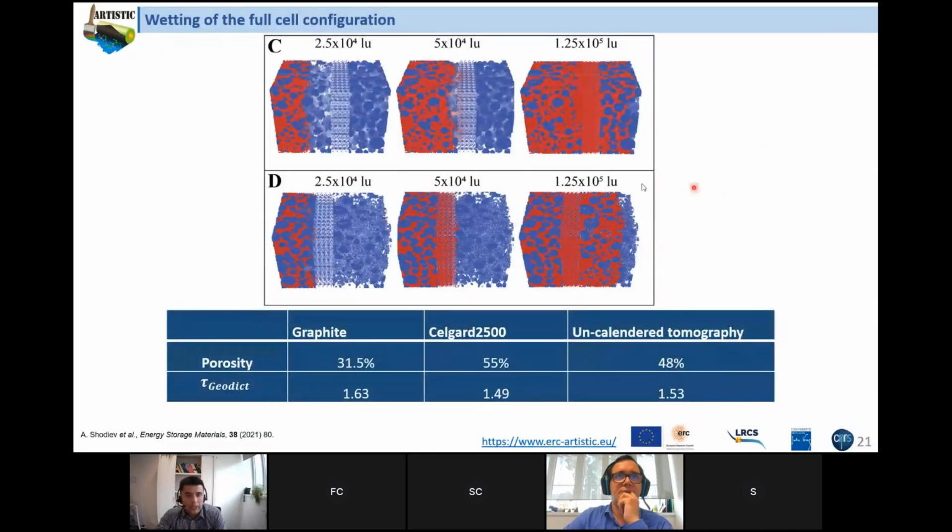Further, what we did was we had a graphite electrode, we had a separator, tomography, we had NMC. So we decided to see how wetting will be influenced when electrolyte comes from the NMC side, or if it comes from the graphite side. And do they have the same overall saturation number? For example, here, graphite we have 31% porosity, CellGuard separator 55%, and uncalendered tomography NMC electrode 48% porosity.